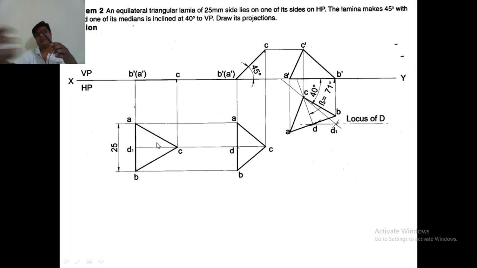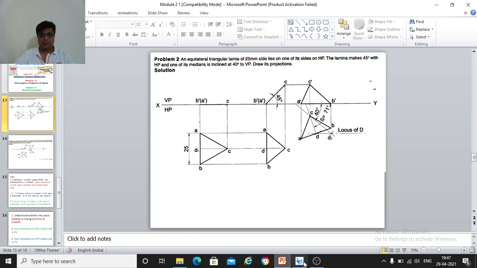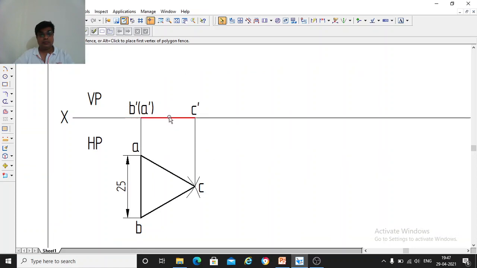So in the front view, what happens? This front view line, you can see it is at 45 degrees to the XY line. So the next thing is that you should draw this front view at 45 degrees to the HP. Whenever the surface is inclined to HP, that view will be the front view, which will be in VP. So take the front view of this and draw it at 45 degrees, so the plane will be 45 degrees to HP.